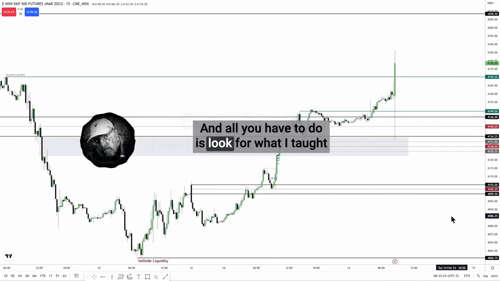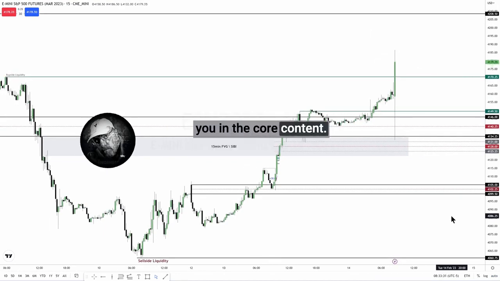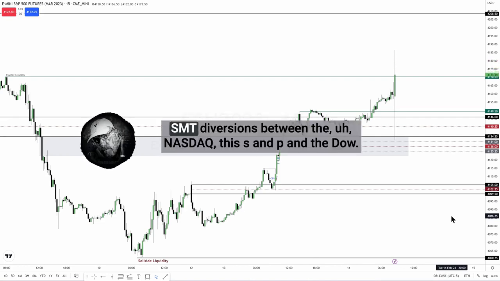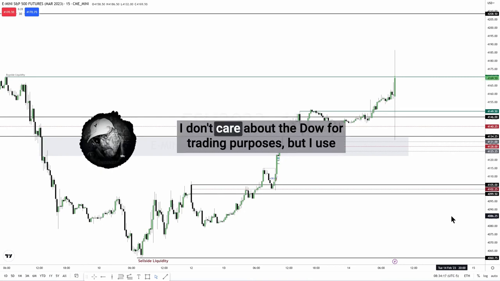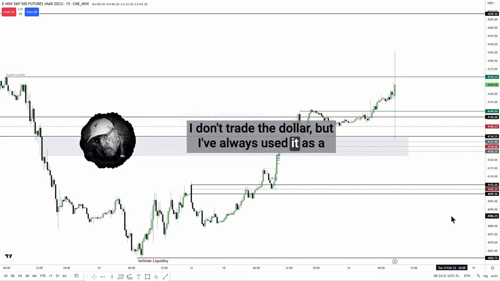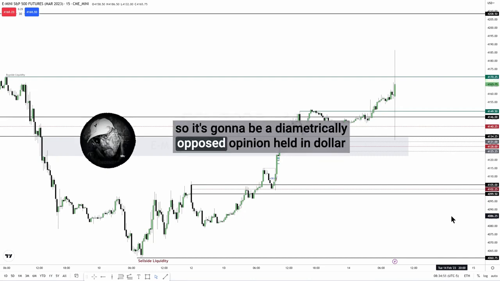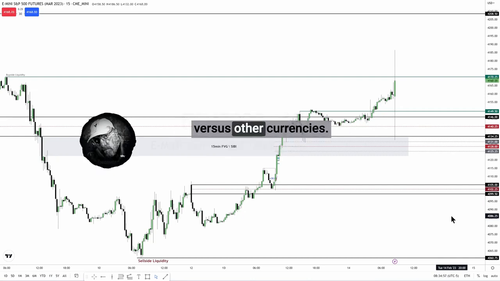And all you got to do is look for what I taught you in the core content. If you simply just use that model, look for index divergence, SMT divergence between the NASDAQ, the S&P, and the Dow. I don't trade the Dow. I don't care about the Dow for trading purposes, but I use it for analysis. Like dollar, I don't trade the dollar, but I've always used it as a barometer for forex pairs.